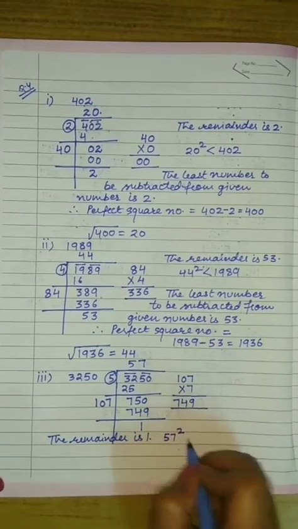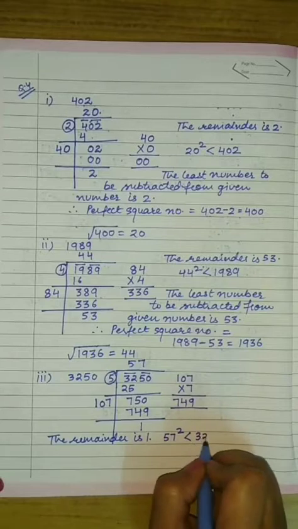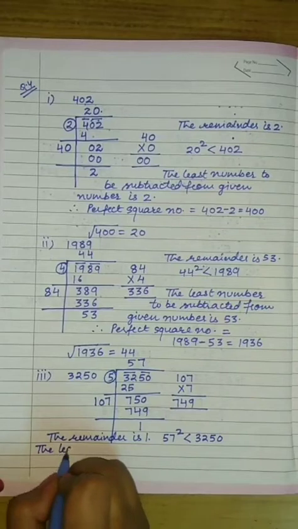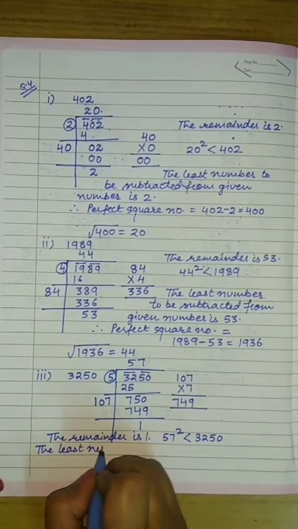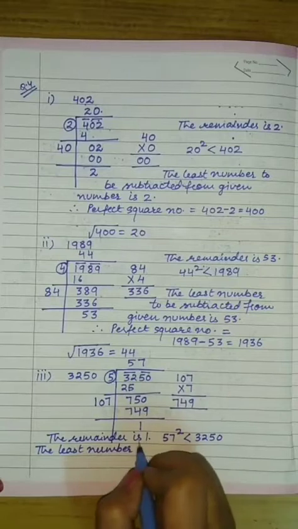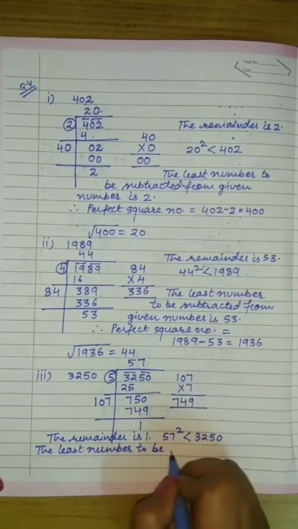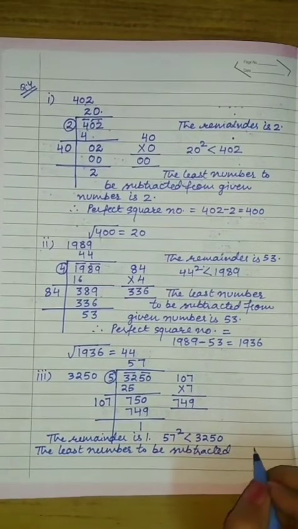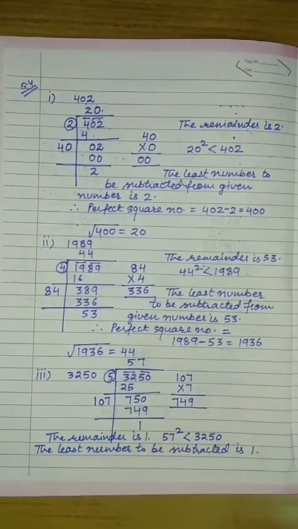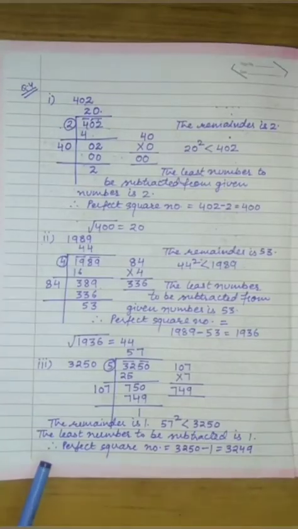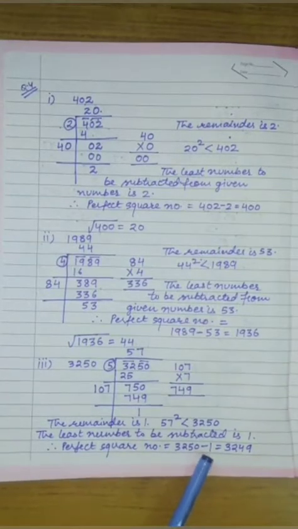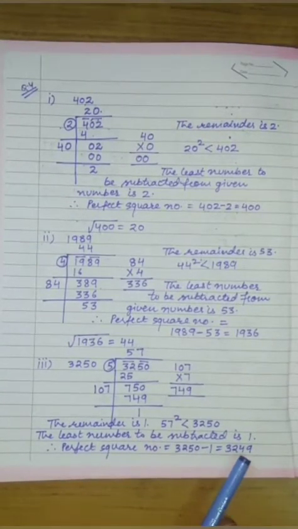So 57 square is less than 3250. So the least number to be subtracted is 1, which means we have to subtract 1. Therefore the perfect square number is equal to 3250 minus 1, which is equal to 3249.